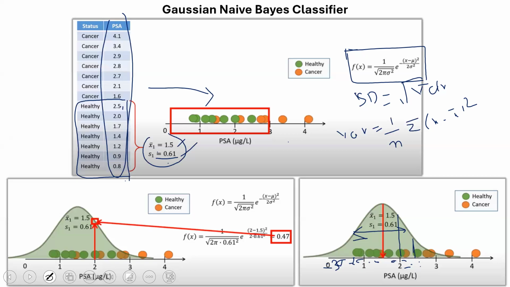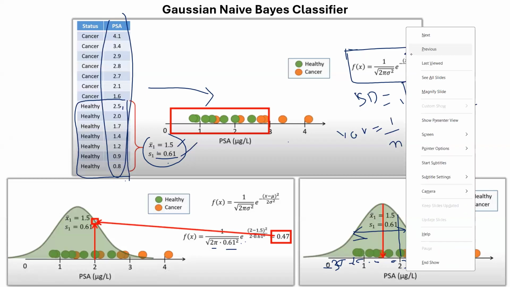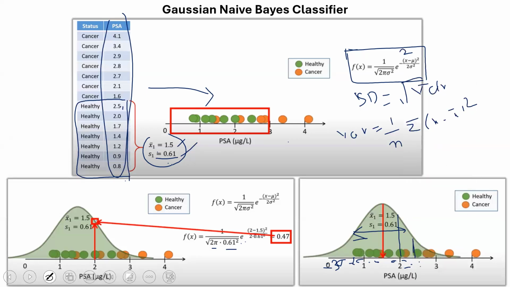At a given point, if you want to calculate the probability density, you just have to substitute those values here. What is the standard deviation that we have calculated? 1 by root of 2 pi, 0.61 square, into, you are just substituting the point x is equal to 2 here and the values of mu and sigma, and calculating to come up with the value of f of x. That is how you calculate the probability density at a given point.